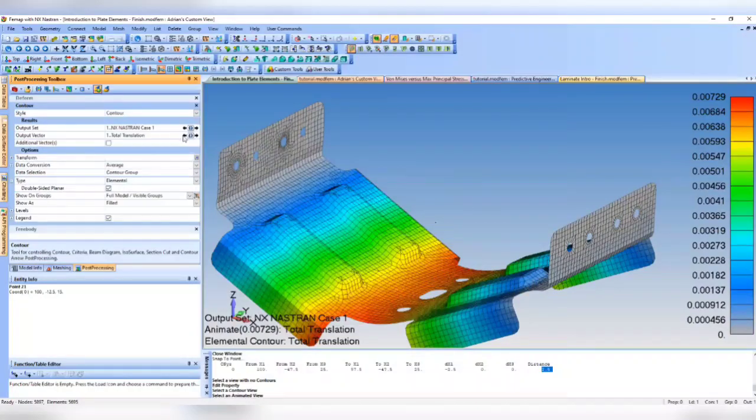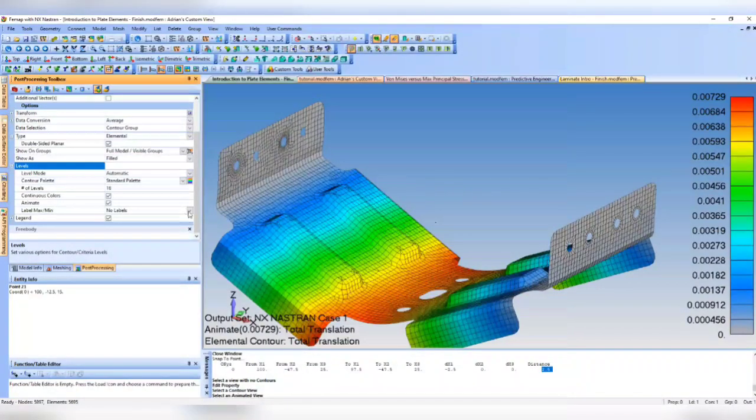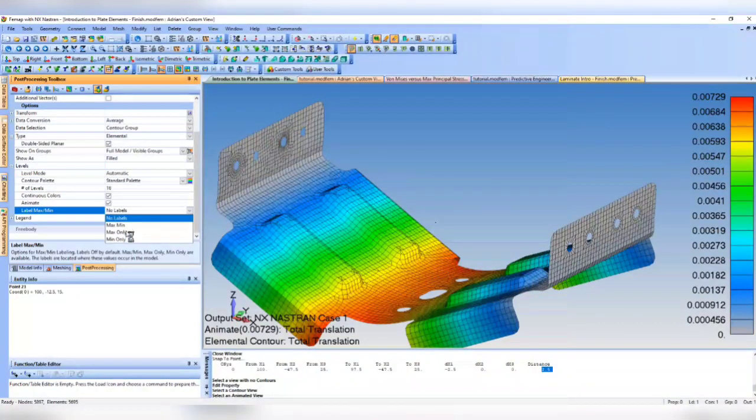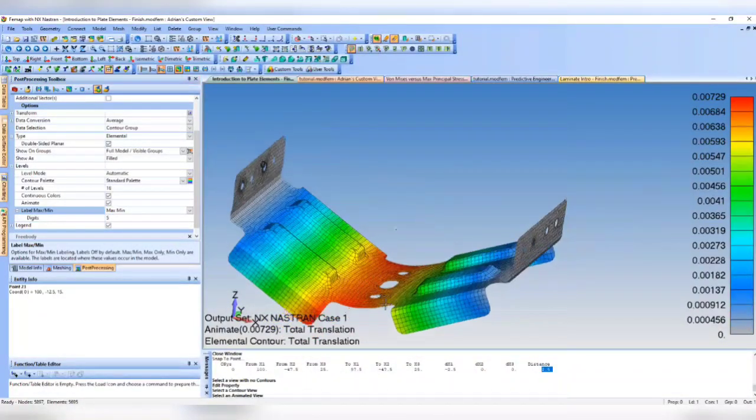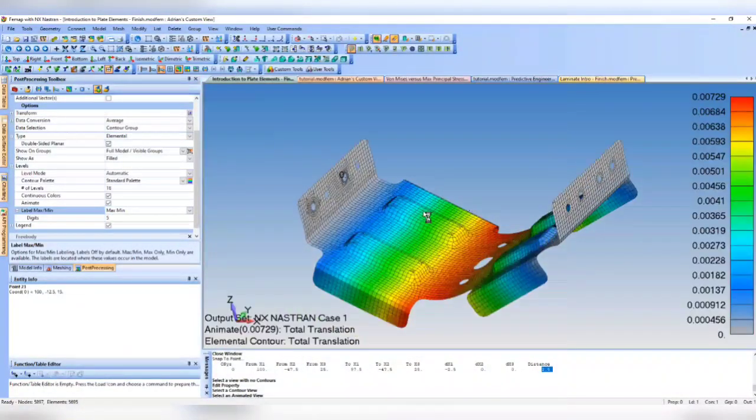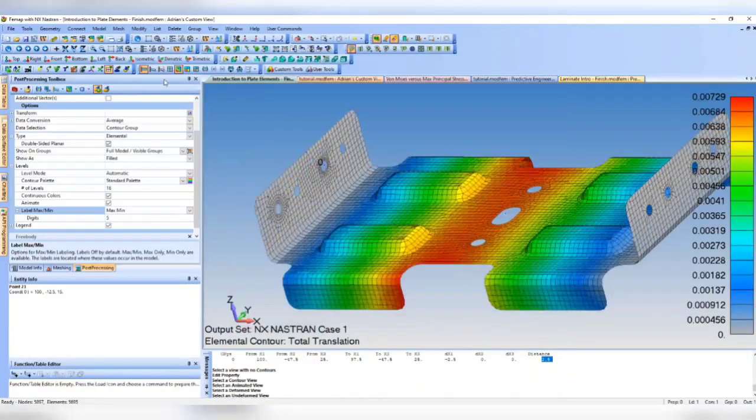Let's see, contour, total translation. There's also a question about whether some elements are rectangular in nature and other ones are triangular in nature. Could you explain what drives one versus another? Okay, that's a great question.